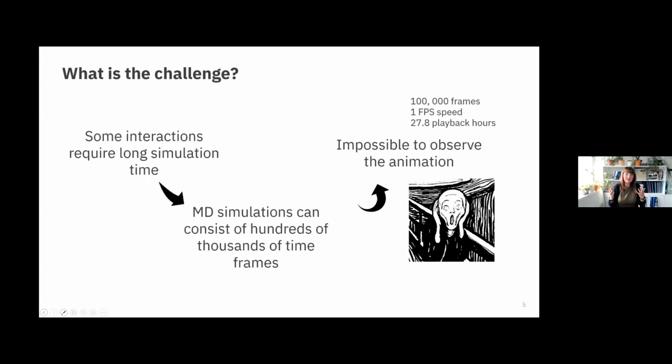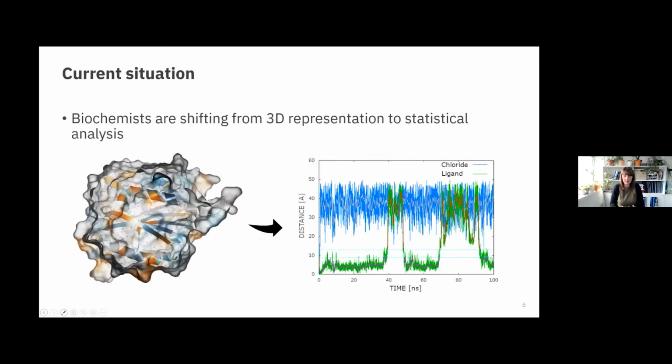So the current situation is that the biochemists are basically forced to shift from this traditional 3D representation and these animations to something more simplified. And this is the statistical analysis, as we can see here in this image. From the 3D representation, they try to extract some properties, some parameters, which describe interesting events happening within the whole simulation. And from these simple graphs, they try to extract what's important and what could be the crucial part of the simulation where the biochemist should focus.